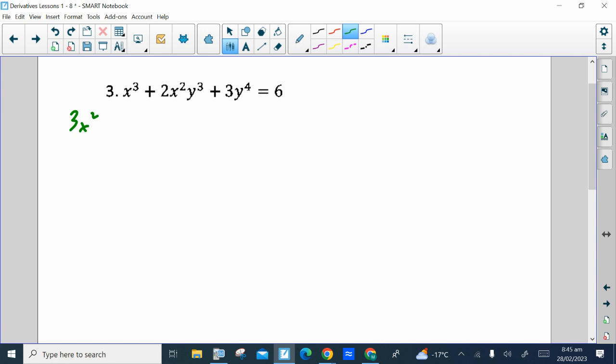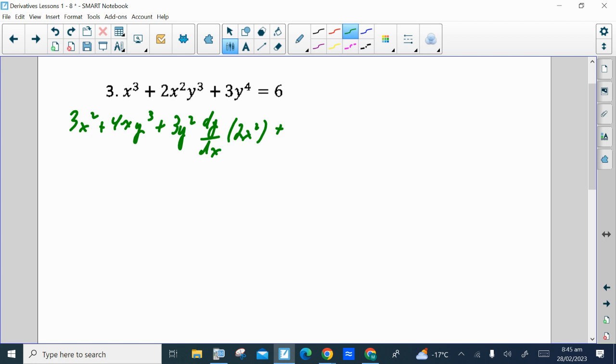For that second term, again, we use the product law. The derivative of the first factor will be positive 4x times the second factor of y cubed plus derivative of the second factor. We have to use the chain rule there. It'll be 3y squared times the derivative of y with respect to x, which is dy by dx, times the first factor of 2x squared.